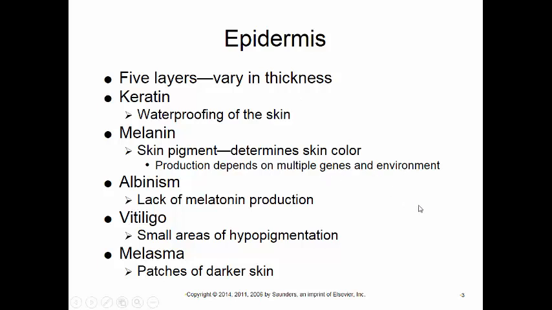When we lack not melatonin, but we lack melanin, we can have a form of what's called albinism. And this is where the genes to make the melanin aren't there. Then we have vitiligo. This is where there are small areas of hypopigmentation, very low pigmentation. Some people call these sunspots. And then melasma is where there is a darker patch. This is something maybe like a birthmark, where there's a darker patch of skin.